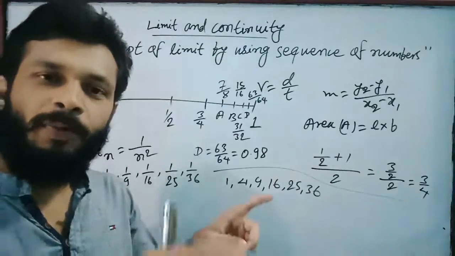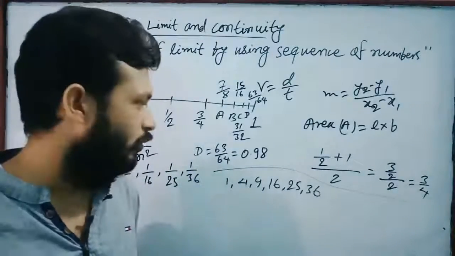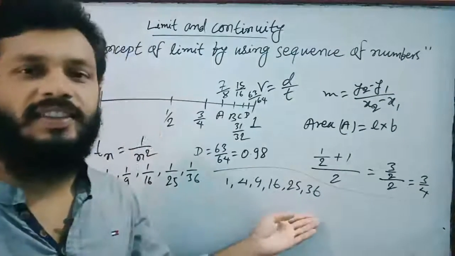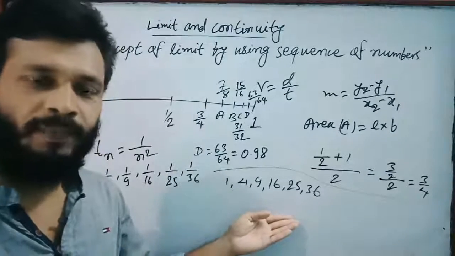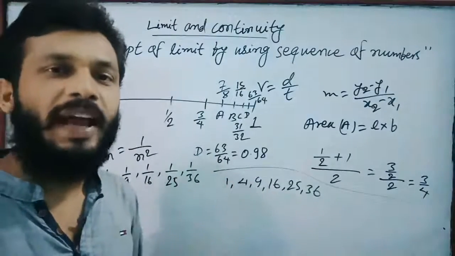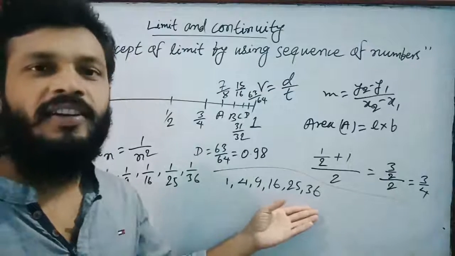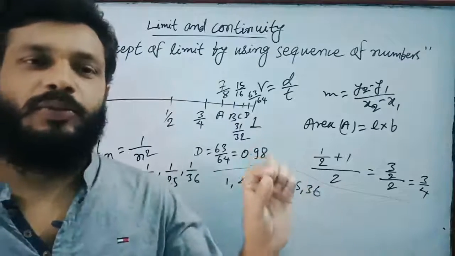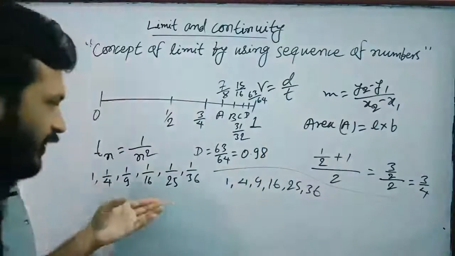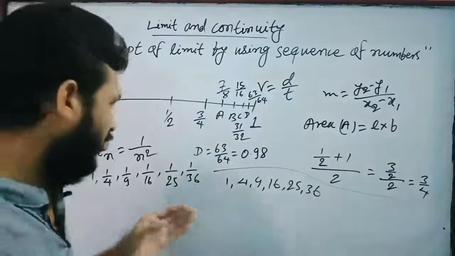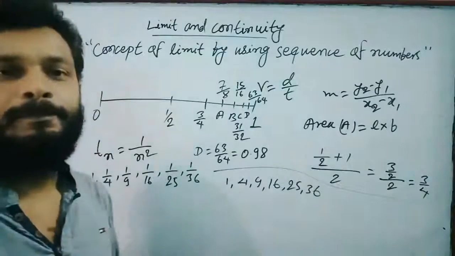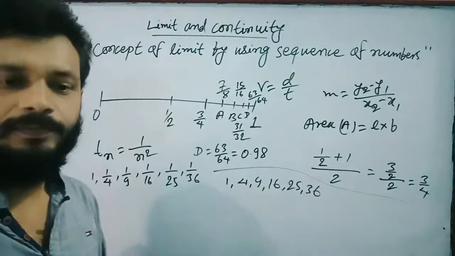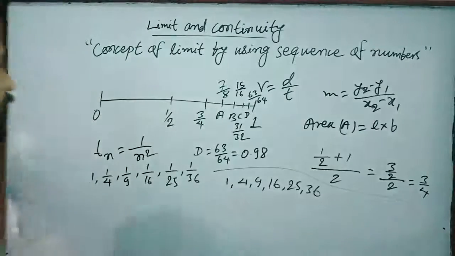Understood? So approach value is called limit value. What is the approach value of the given sequence? In this sequence, what is it? In this sequence, the approach value is infinite, positive infinite. So its limit value will be positive infinite. In this sequence, approach value is 0. So its limit value is 0. Are you clear?